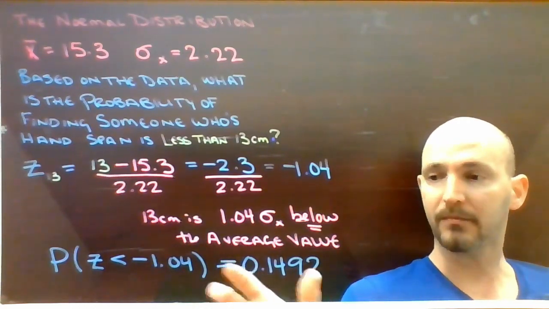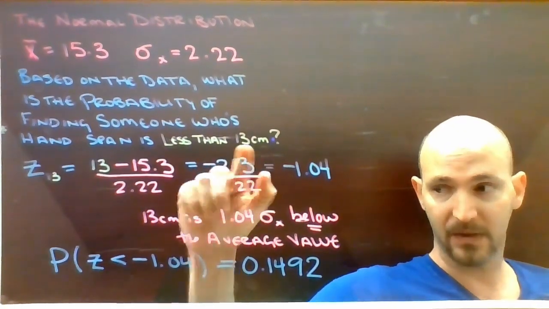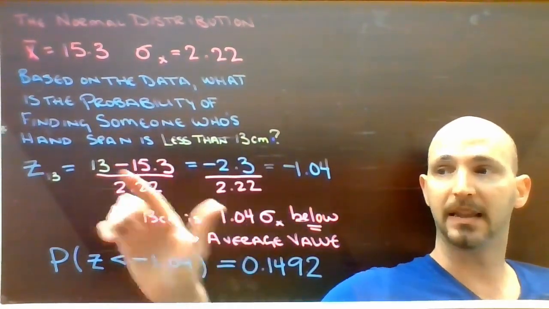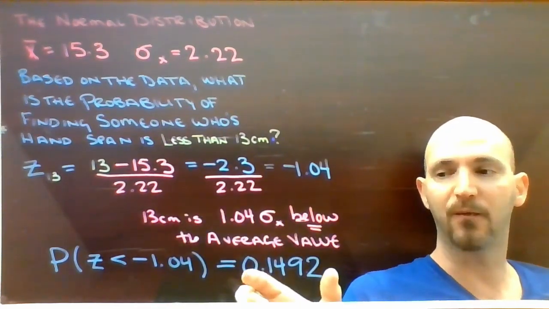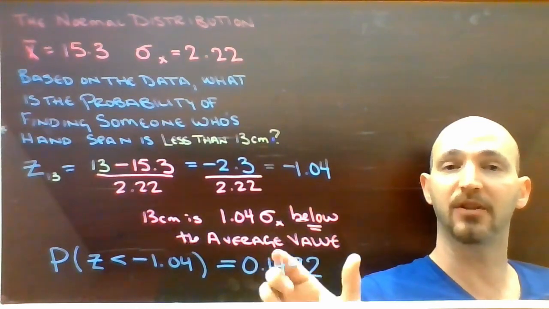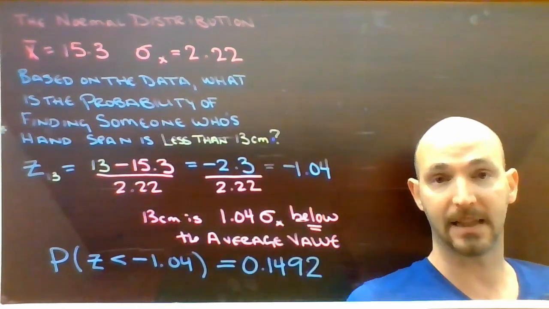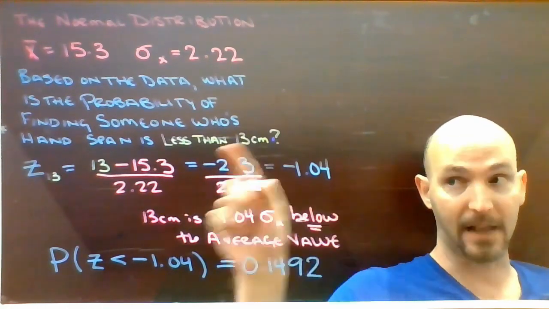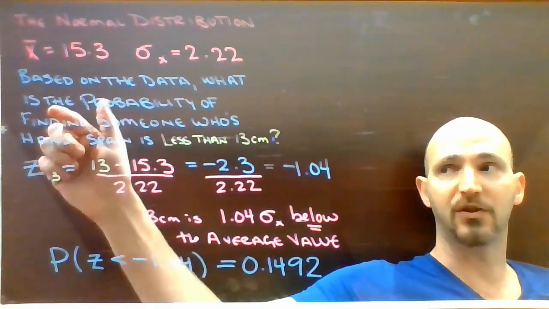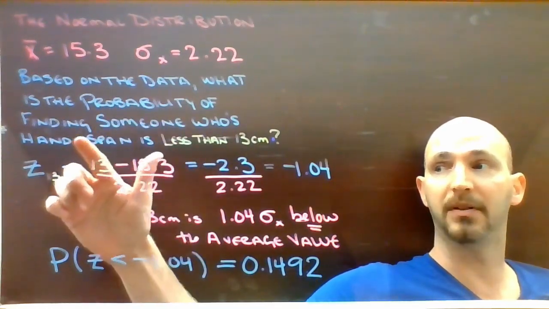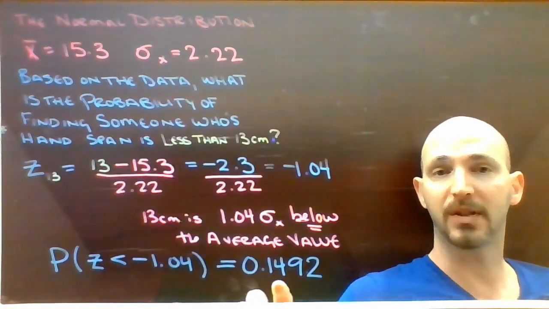But what this is telling you is that for a hand span of 13 centimeters, being this many standard deviations below the average, you have only a 14.92% chance of the next person you meet having a hand span less than that size. Not that size, less than that size. So the answer to this question, based on the data, what is the probability of finding someone whose hand span is less than 13 centimeters, is 14.92%.